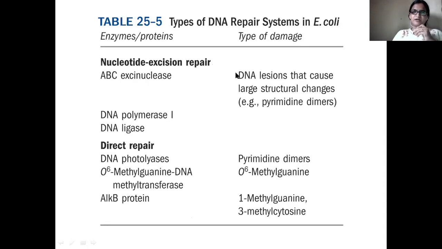Then DNA lesions that cause large structural changes, that is pyrimidine dimers, are repaired by nucleotide excision repair, where ABC exonuclease will be the first protein which has to work, and then DNA polymerase and DNA ligase will seal the nick. And then direct repair, where the damage may cause pyrimidine dimers, O6 methyl guanine, 1 methyl adenine, and 3 methyl cytosine. And the repair is done by DNA photolyase, O6 methyl guanine DNA methyltransferase, and AlkB protein. So these are the proteins involved in direct repair or repair by photolysis.